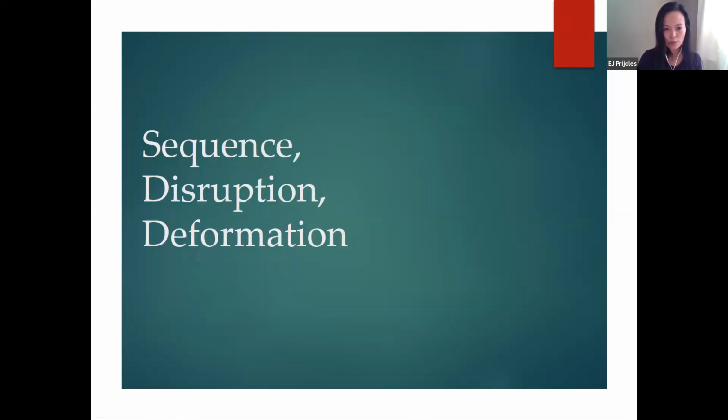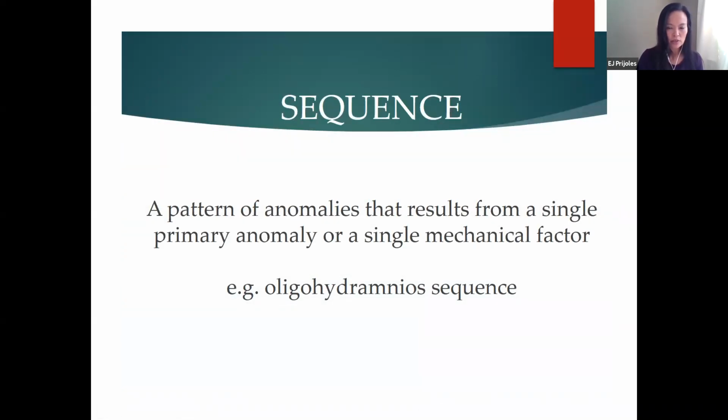And then sequences, disruptions, and deformations. Again, these are more of things that we might see as birth defects, but not necessarily associated with a particular genetic condition or genetic syndrome or gene known to be the cause. So a sequence is a pattern of anomalies that results from a single primary anomaly or single mechanical factor. And one example is the oligohydramnios sequence.